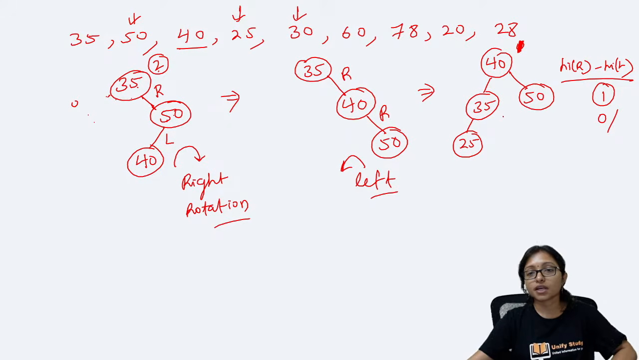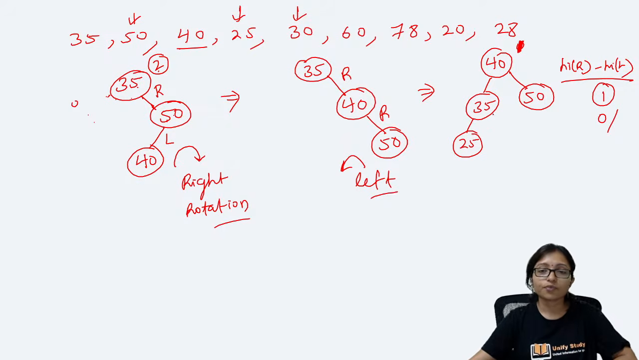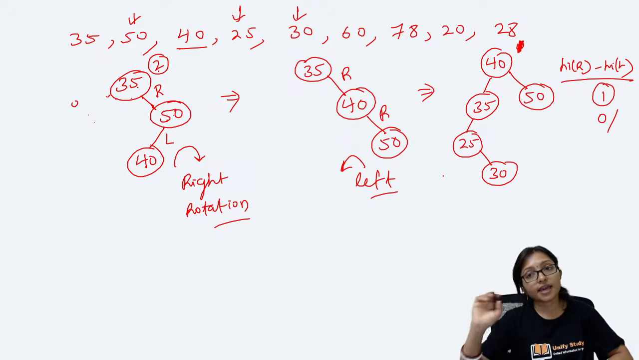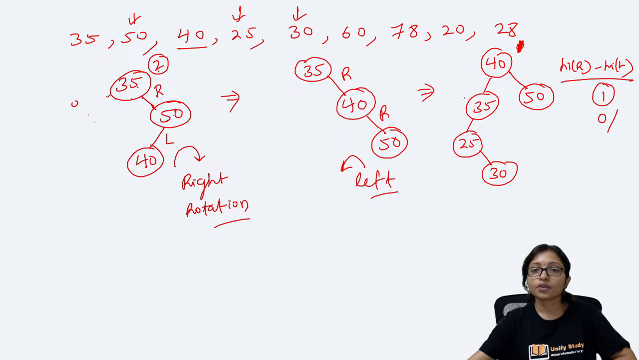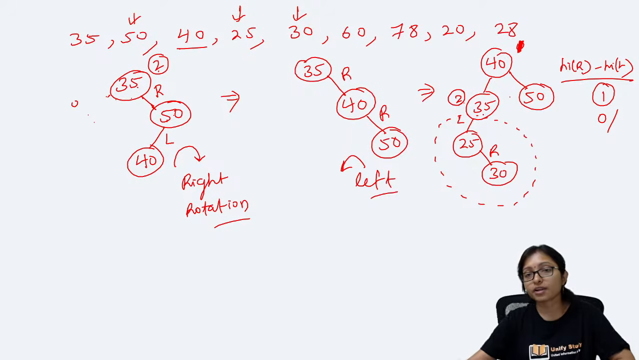30 I am going to insert. Where to insert 30? I can insert 30 here, to the right of this one. Now you can see there is a problem on height. The height factor is coming 2 here, which means I need to change it to left, left. First of all I need to change this part into left, left.